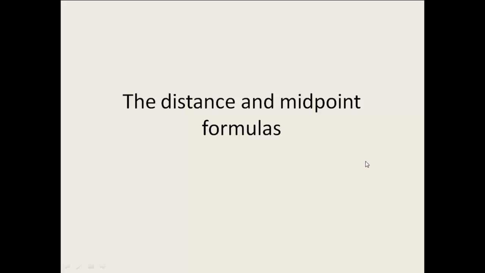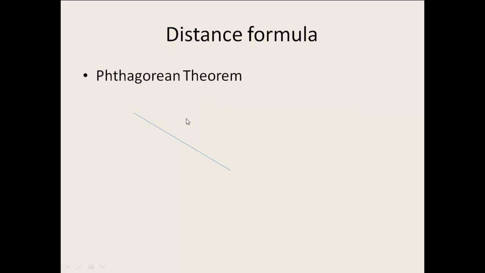We're going to be looking at the distance formula and the midpoint formula. Now, my distance formula is derived from the Pythagorean theorem, and if I need to find the distance between these 2 points, what I can always do, as long as it's only 2 points, is form a right triangle and then use the Pythagorean theorem, which says that a squared plus b squared equals c squared, where c is the hypotenuse.